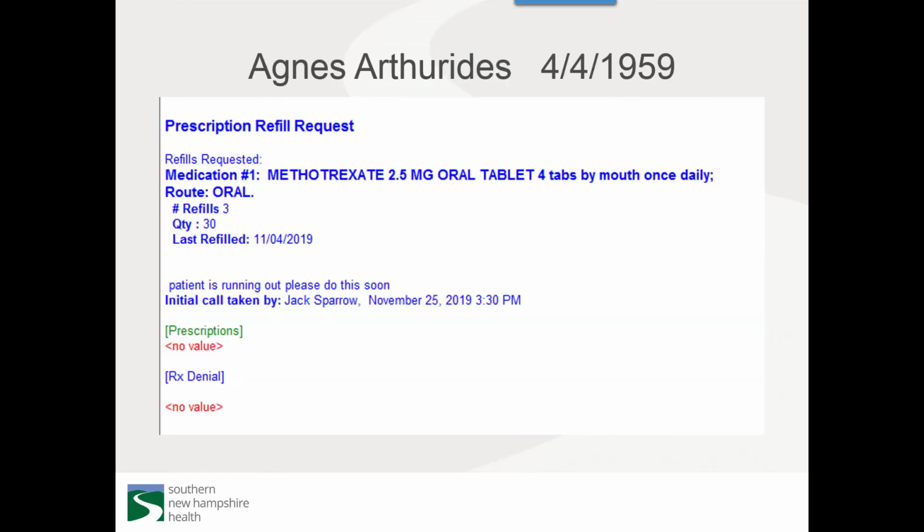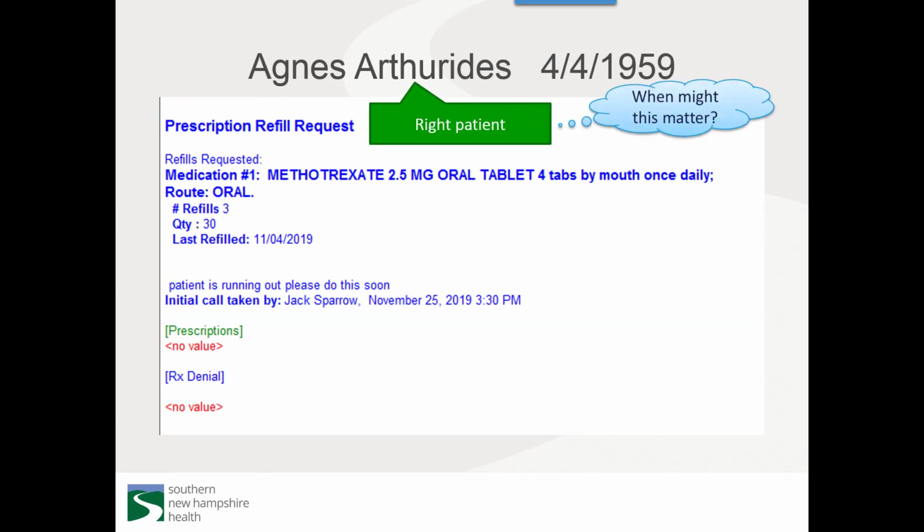Well, here's an example of a refill. And let's run through the 8 rights in this refill. Well, the first is the right patient. When might this be something we pay attention to? Well, basically, anytime that you're talking to anybody else in the patient's care, you'd want to be confirming the name and date of birth. Make sure you're talking about the same person. That would be like when you call the pharmacy, when you call the patient. Make sure you're in the right chart. When you're talking to the provider about something, that's a useful time to confirm that you have the right patient.